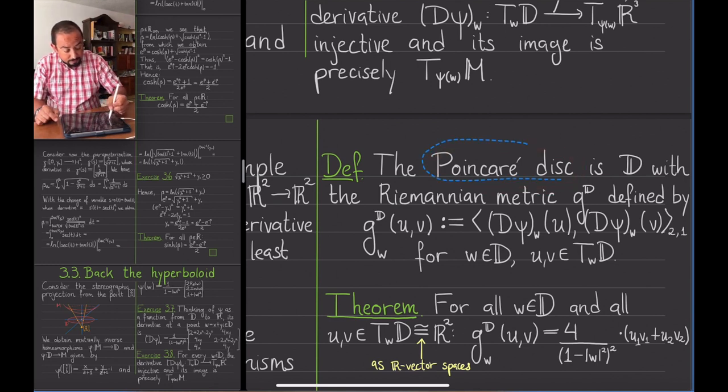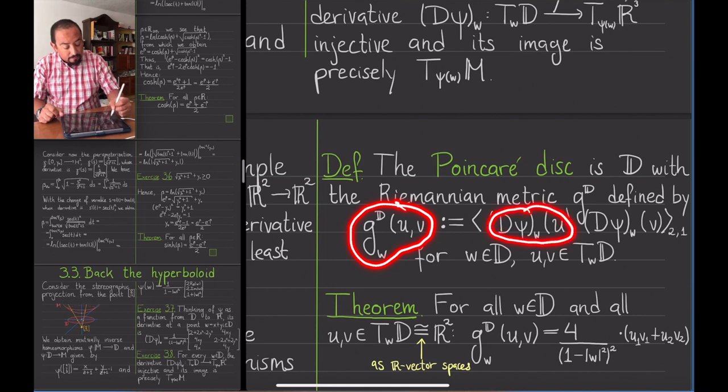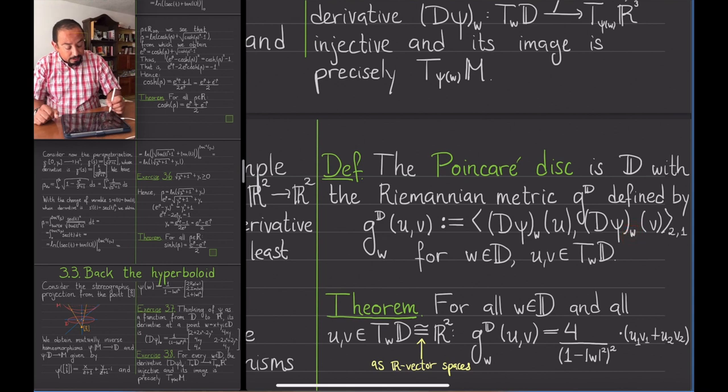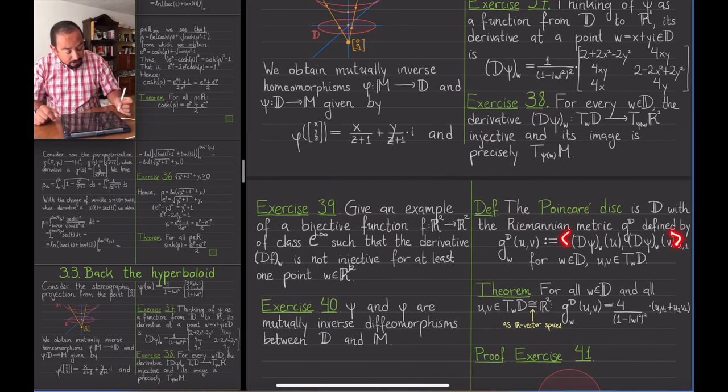So the Poincaré disk is the open unit disk D, with the Riemannian metric obtained by pulling back the Riemannian metric I have for the hyperboloid through the derivative. Given a point in D and two tangent vectors, I want to define the inner product between them. So what can I do? I can go with the derivative and take the inner product in the tangent plane of the hyperboloid, at the point corresponding to W. That inner product is just the Minkowski product of these vectors.